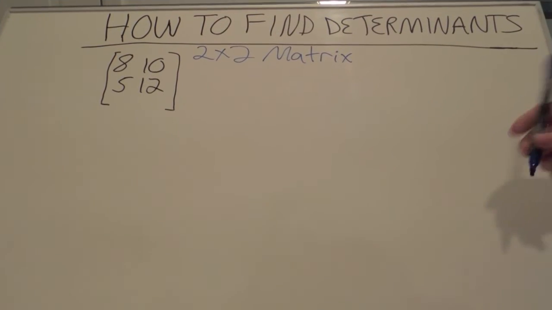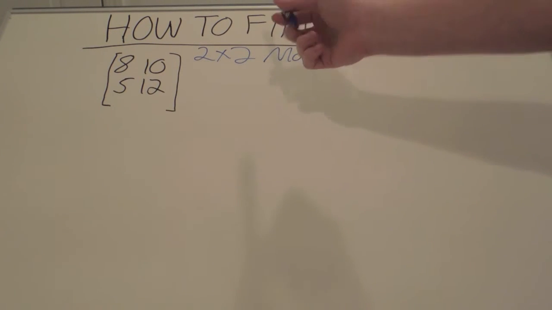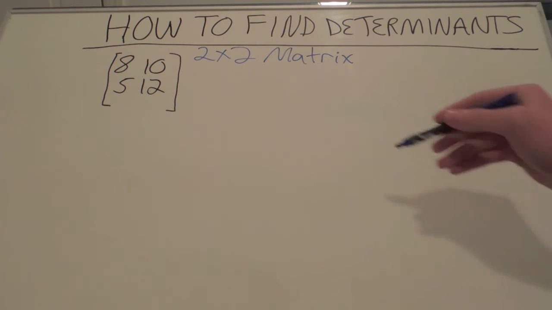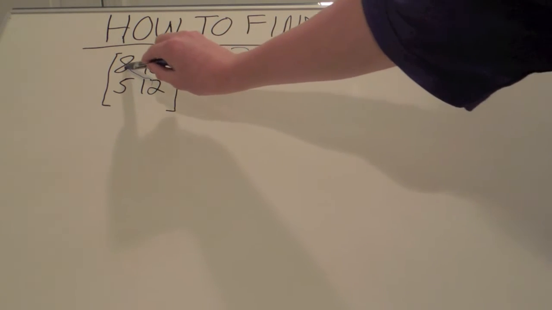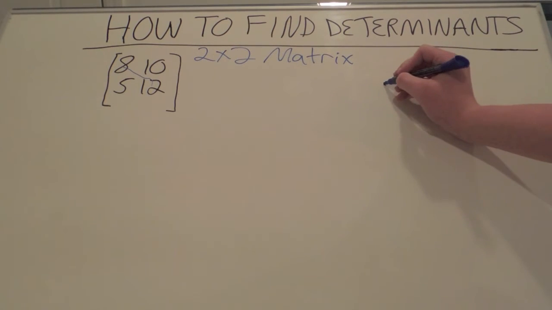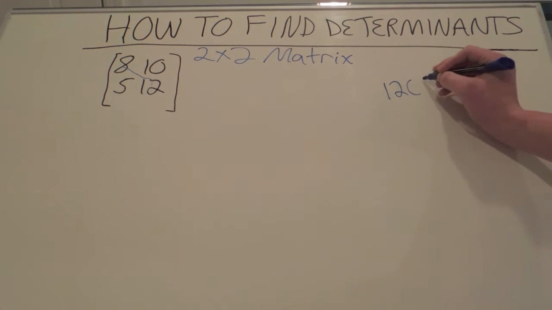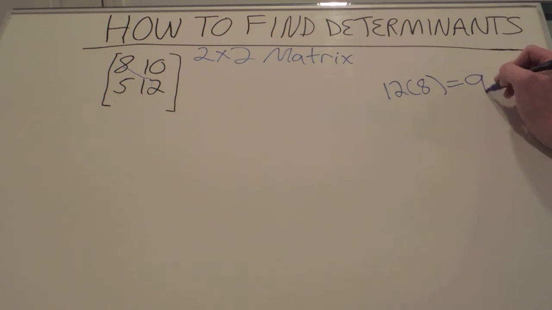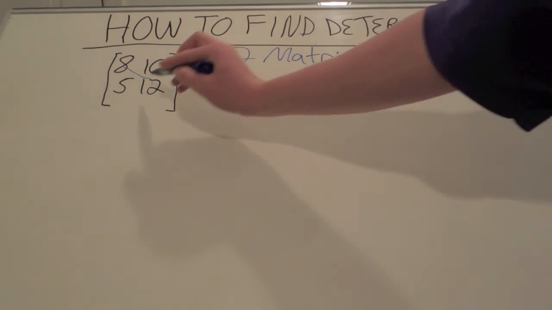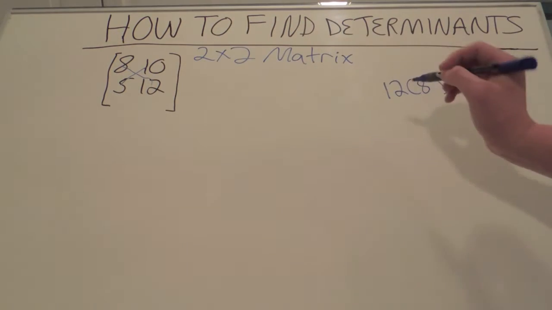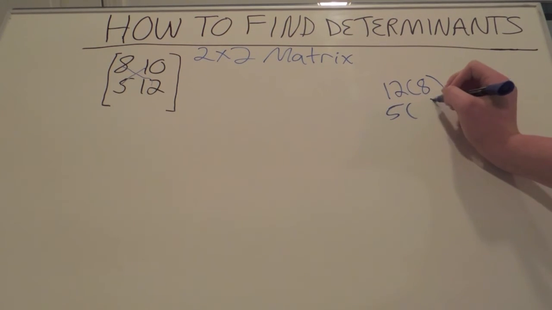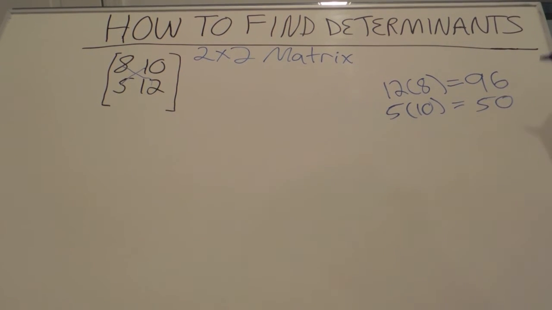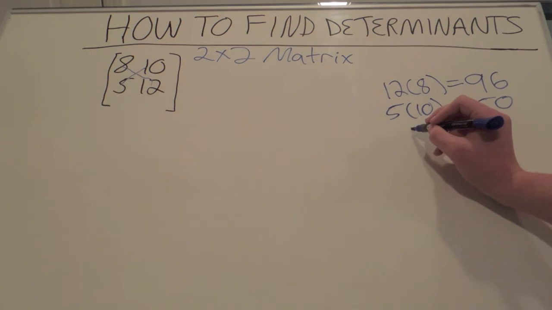Hi, I'm Mate, and right now we're going to find how to find the determinant. First, it's very simple with a 2x2 matrix. We start off with multiplying 12 and 8. So we go 12 times 8, and that equals 96. Then we do 5 times 10, and the answer to that is 50. Then we do simple subtraction.